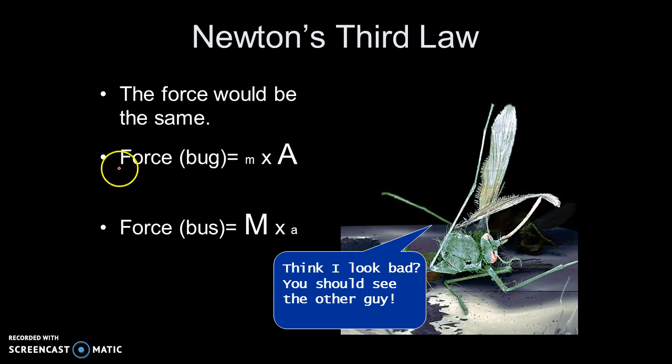Notice the force stays the same while the mass gets very small, 0.005 kilograms. While the force, these are equal to each other, while the mass of the bus is 1,000 kilograms. Means the acceleration comparatively is much smaller on the bus as compared to the bug. But in the end, the force is the same. Action and reaction, depending on the different masses.